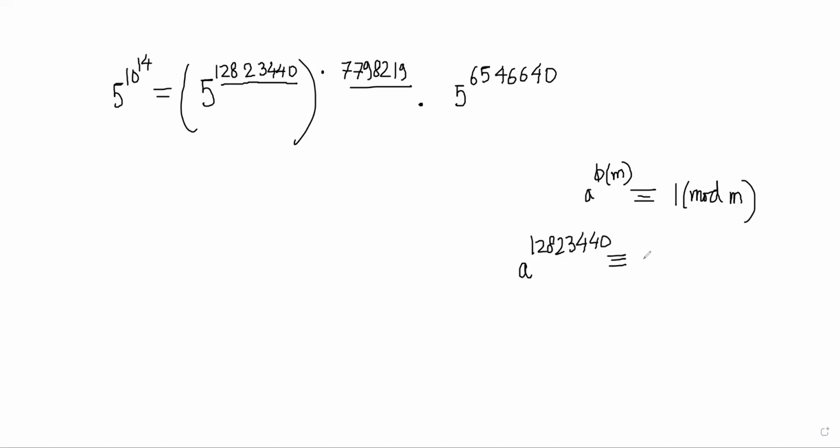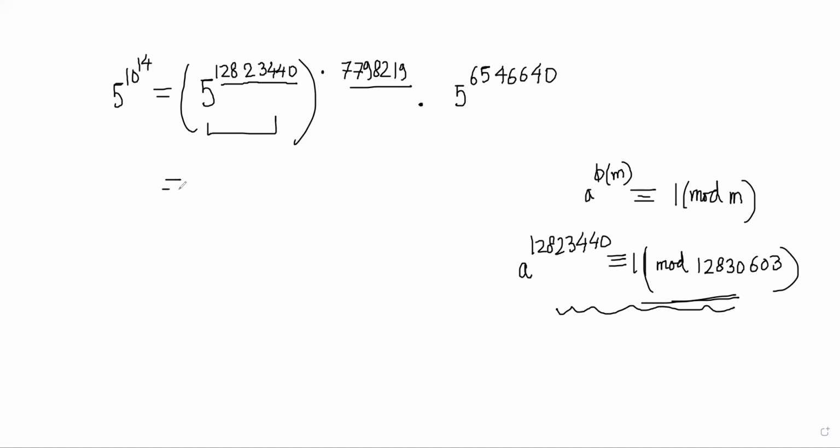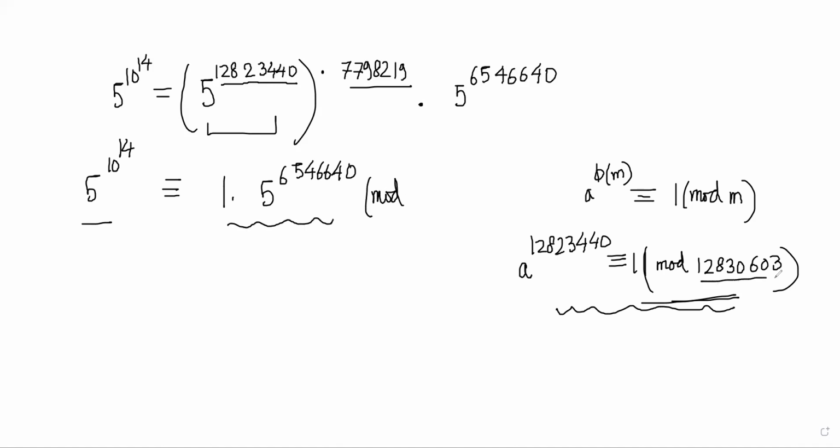128^23440 should be congruent to 1 mod m, the m that we started out with, which was 12830603, right? So we know a power this is congruent to 1. So this part becomes congruent to 1. So we have 5^(10^14) congruent to 5^6546640 mod m, which was 12830603. So we have reduced our problem to a much smaller problem.